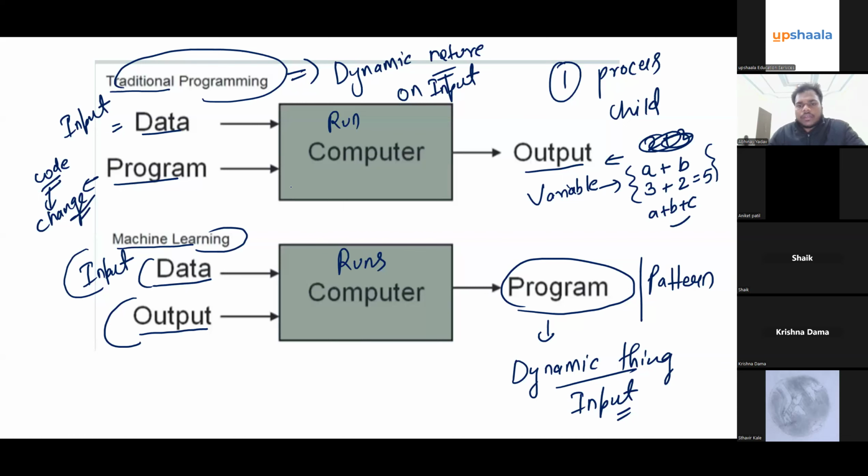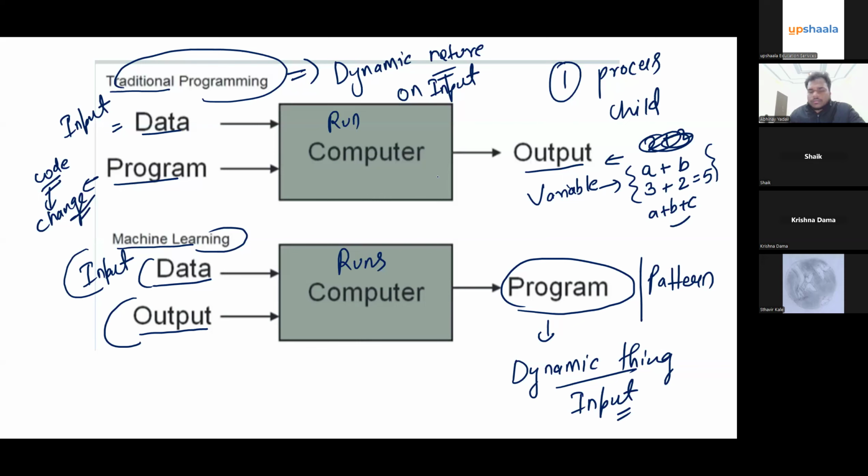Yes, as an input, how are we providing data and output as well? Data is input data, let us say we want to add 2 plus 2, 2 plus 2 equal to 4. Yeah, 2 plus 3 equal to 5. We are passing 2 and 3 as parameters, and we are passing 5 as well.